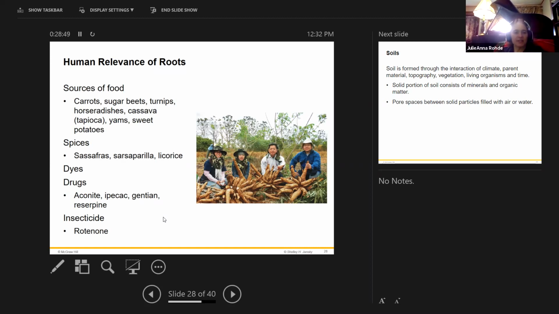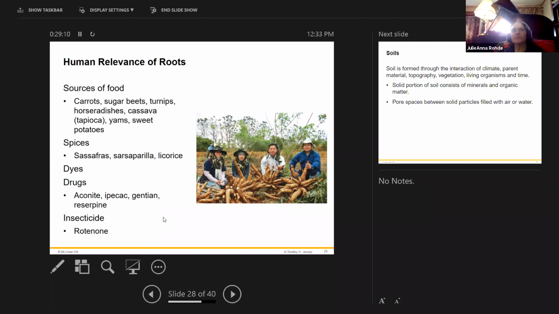Spices that we're pretty fond of are sassafras, sarsaparilla, and licorice, if you like those. I like all three of those. Most of my family doesn't. I think everybody's okay with sassafras and sarsaparilla, but licorice is not a favorite except with me and one of my daughters.